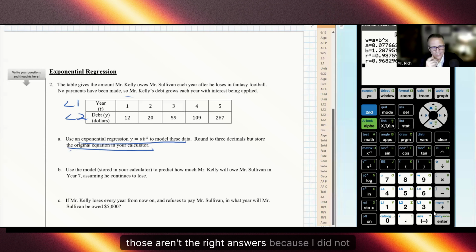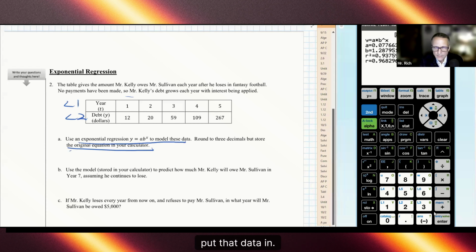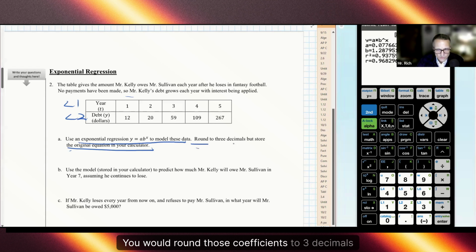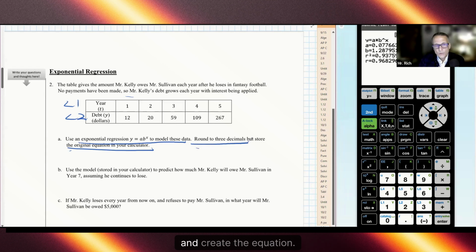Now, those aren't the right answers because I did not put that data in. This is for a different set of data. But what this does is it tells you what the regression equation is. It tells you that it's y equals a times b raised to the x. There's your a, there's your b. You would round those coefficients to 3 decimals and create the equation, and that becomes your answer right here.